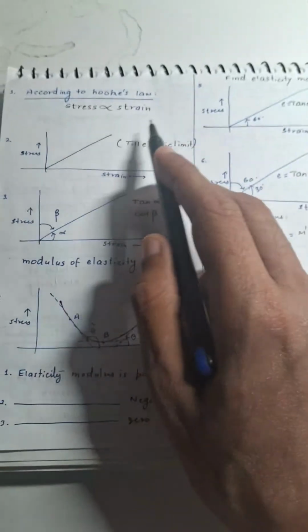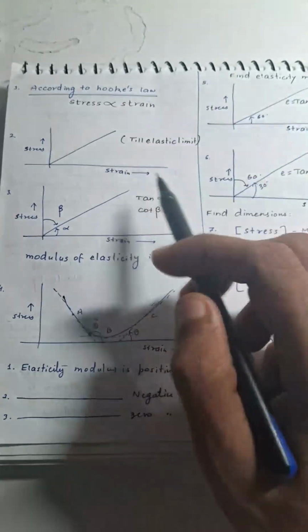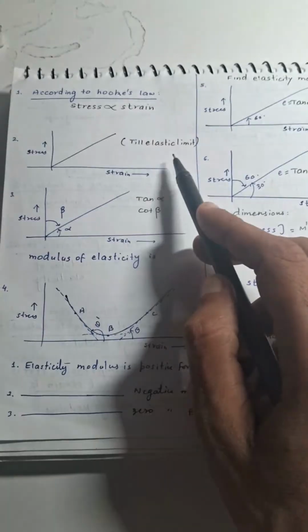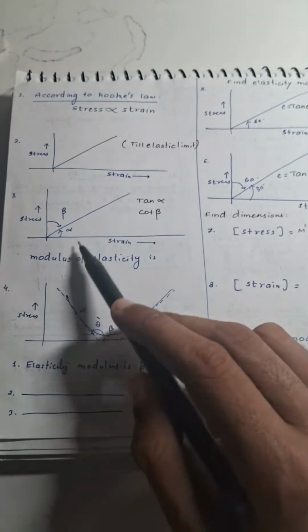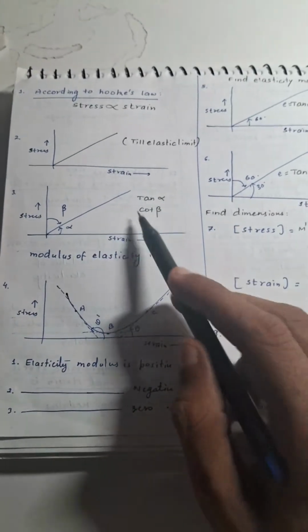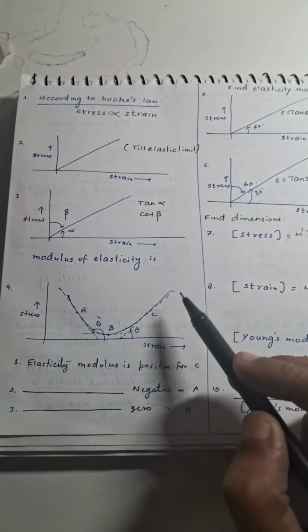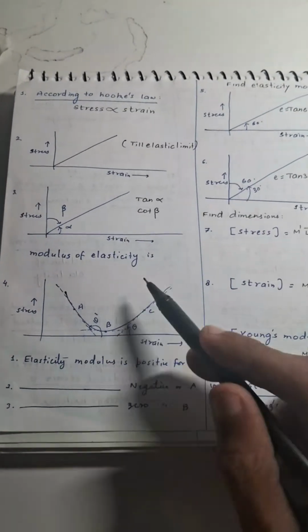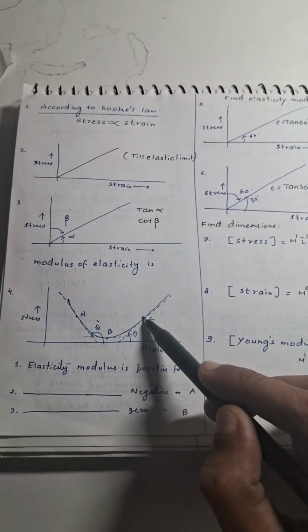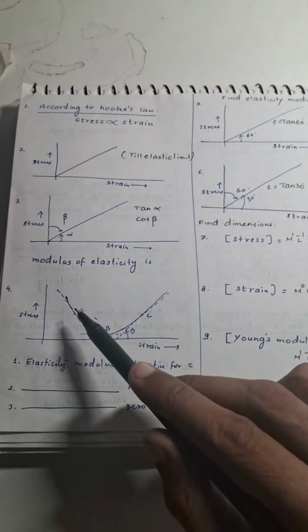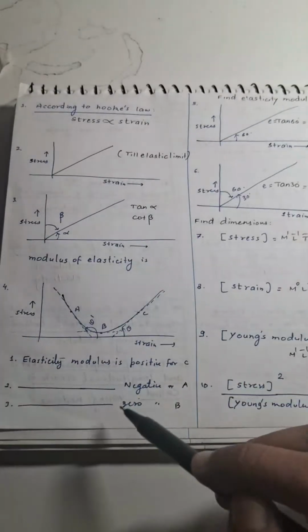Then we have another worksheet on Hooke's law. According to Hooke's law, stress is proportional to strain up to the proportional limit. The graph between stress and strain will be a straight line till the elastic limit. The modulus of elasticity is the slope of this graph, which can be tan alpha or cot beta. Then here 3 points are given. The elasticity modulus is the slope. So it is positive where the slope is positive, which corresponds to point C. It is negative where the slope is negative, which corresponds to point A. And it is 0 where the slope is 0, which corresponds to point B.